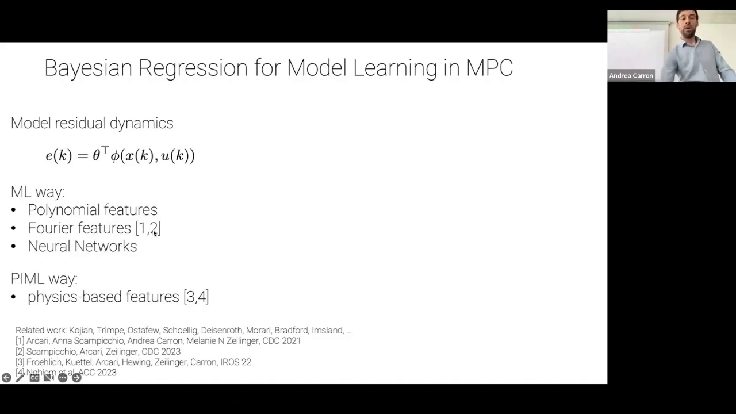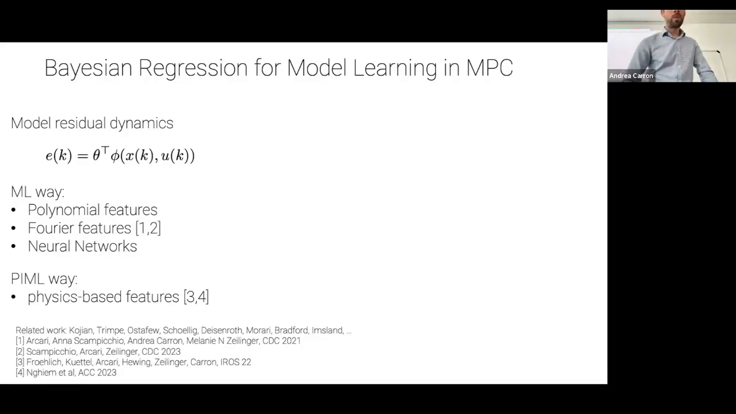Or if we don't want to use these pure machine learning approaches, we can either use information directly from physics or take inspiration from physics to get some of these basis functions. And this is sometimes referred to as the physics-informed machine learning way. But basically, it boils down to this: if I have some idea of how the basis function might look, I just exploit this knowledge.